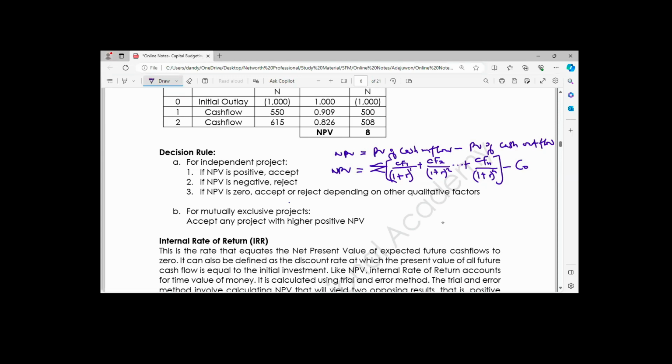The CF is the cash flow of the respective years, year 1, year 2, year 3, whatever the useful life of the project. R is the company's cost of capital. Then N is the useful life of the project. CO is the initial outlay or present value of cash outflow. So using the formula method, this is how to calculate your net present value.